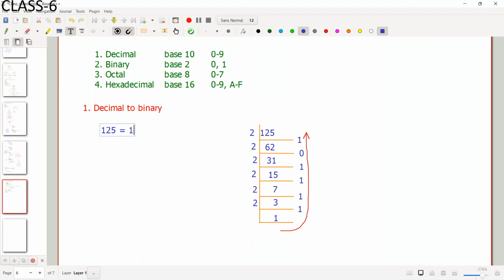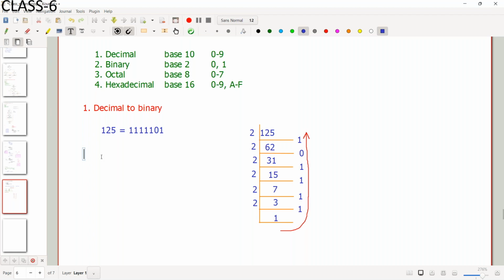So that's nothing but 1111101. That is the equivalent binary. That is the conversion from decimal to binary. So to whichever number system you are converting, that one's base should be taken, and you have to divide the decimal number by that base. In this case, we have to get the binary. That is done.